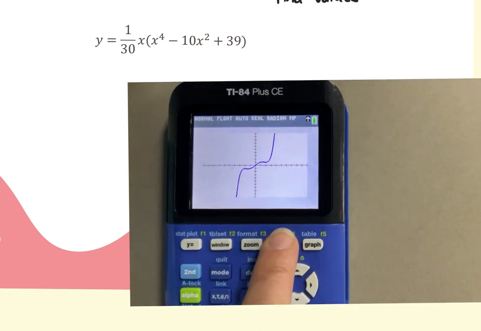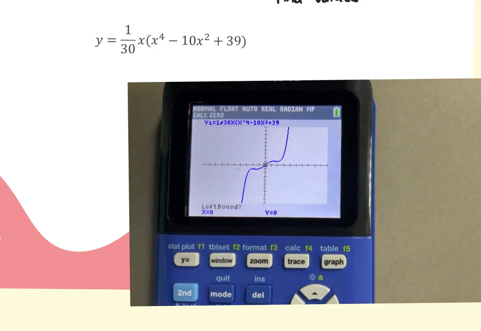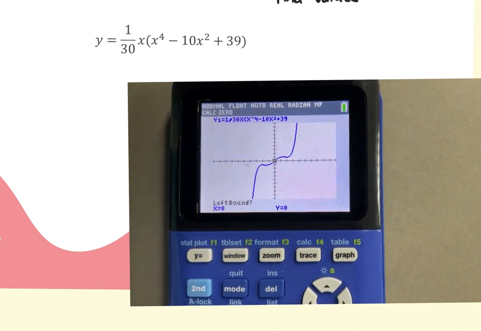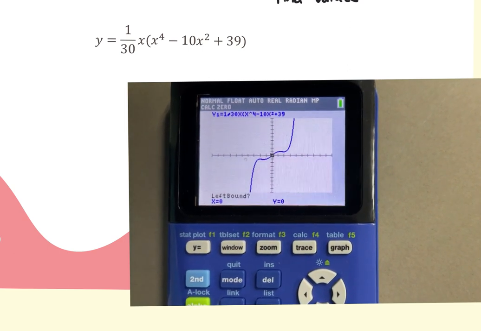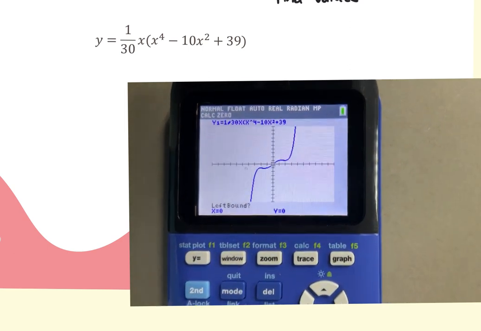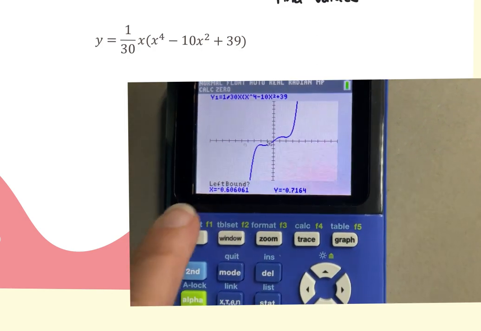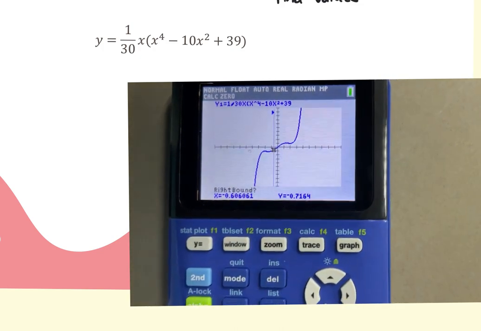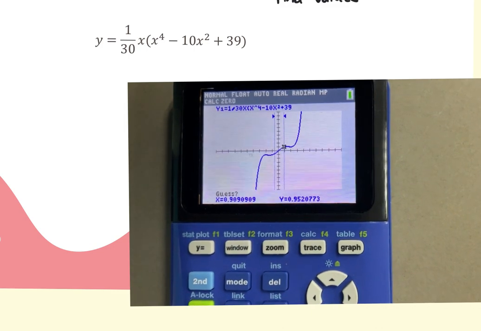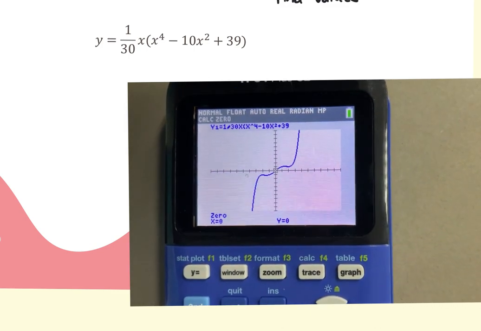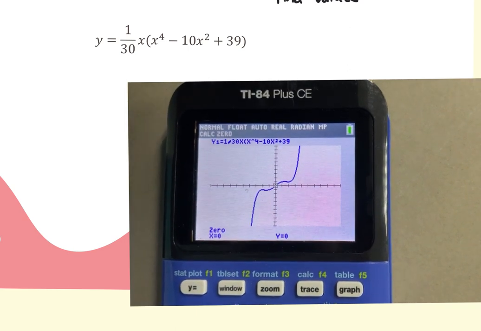Second, trace, and you get the button that says 0, which is 2, and you go there. Now this one is crossing at 0, 0, so its y-intercept is also its x-intercept. If it wasn't exactly at 0, I would want to go left of where it crosses the x-axis. That's what it's asking for. It's saying, where's the left bound? I hit enter. I want to go right of it. I hit enter. And then am I ready for it to guess? I hit enter again. It's going to take you directly to that 0. So this time, x is 0 and y is 0.